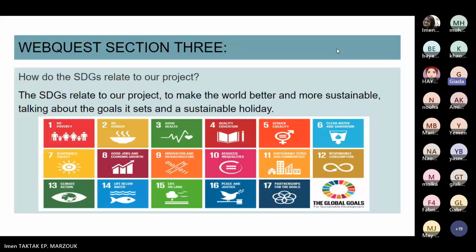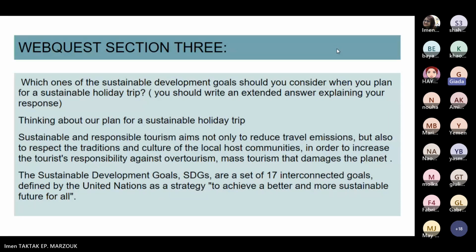Good morning, I'm Giada and I present section 3. How do the SDGs relate to our project? The Sustainable Development Goals relate to our project to make the world better and more sustainable. Which of the Sustainable Development Goals should you consider when you plan for a sustainable holiday trip? You should write an expanded answer explaining your response, thinking about how to plan a sustainable holiday trip.